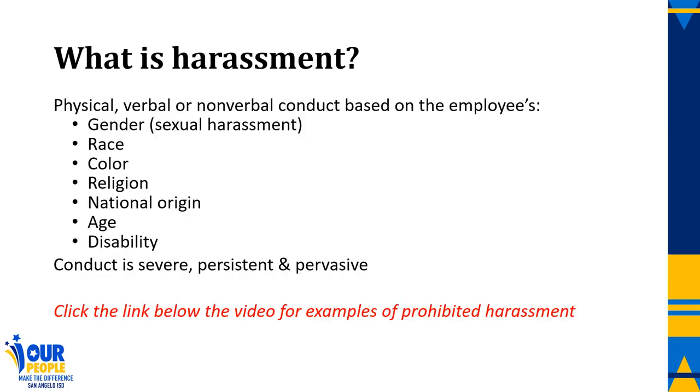Prohibited harassment of an employee is defined as physical, verbal, or nonverbal conduct based on an employee's gender, race, color, religion, national origin, age, disability, or any other basis prohibited by law, when the conduct is so severe, persistent, or pervasive that it has the purpose or effect of unreasonably interfering with the employee's work performance, creates an intimidating, threatening, hostile, or offensive work environment, or otherwise adversely affects the employee's performance, environment, or employment opportunities. Click the link below the video for examples of prohibited harassment.